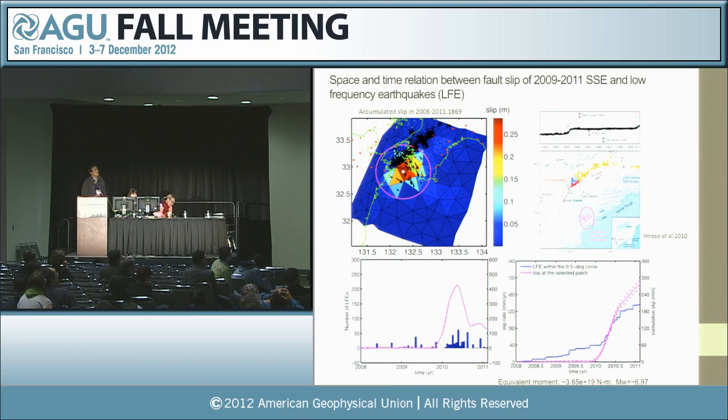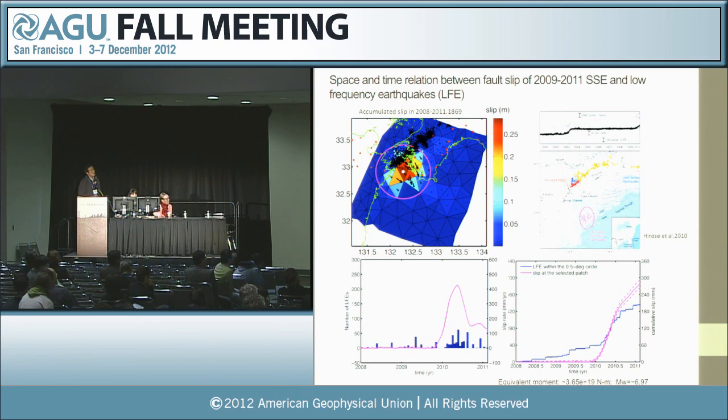Hirose has found that in addition to the triggering effects at the down-dip edge of low frequency earthquakes, there's also triggering of very low frequency earthquakes in the up-dip area, near the Nankai Trough area. And what he proposed is that there's a potential slow slip event extending further up-dip, driving this part.